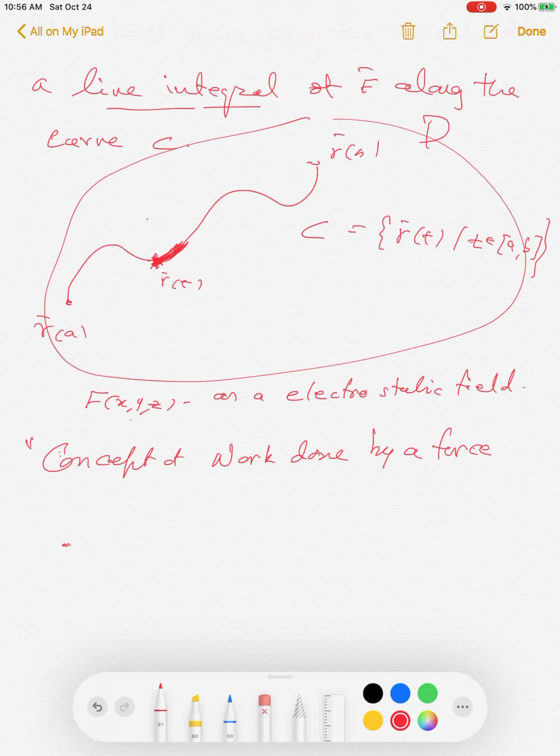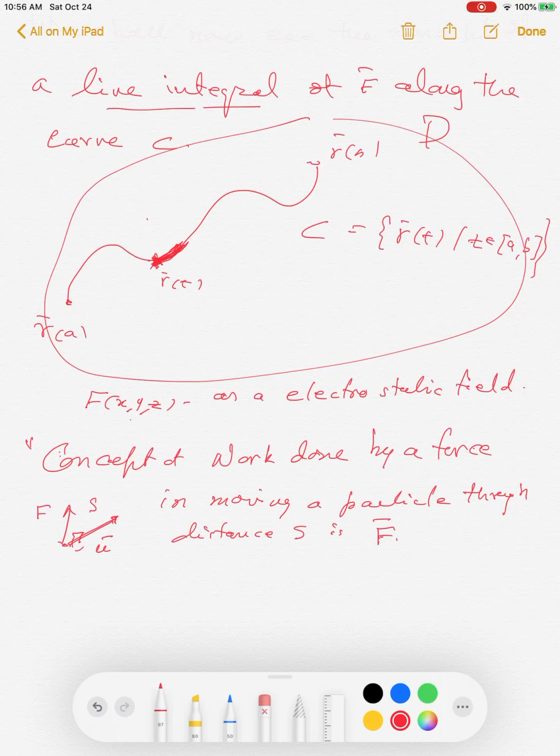If you have a force acting, in physics you can think of this as some force, and you want to move a particle along a particular curve through some distance, then the work done by a force in moving a particle, I'm motivating the definition here, through distance s is, if the force is acting in a certain direction and you are moving in a direction u bar, the component of the force in the direction of the vector u bar multiplied by the distance. So this is the concept of work done. If the force is acting in the same direction, it is given by the product of the force times the distance it moves the point through.